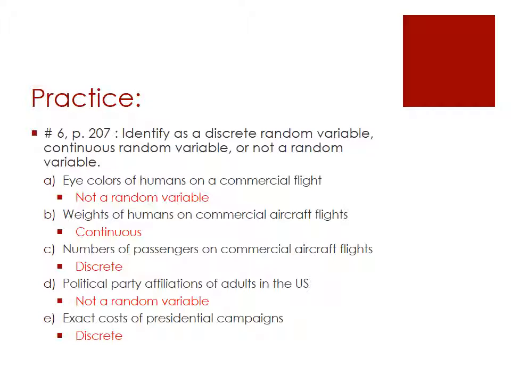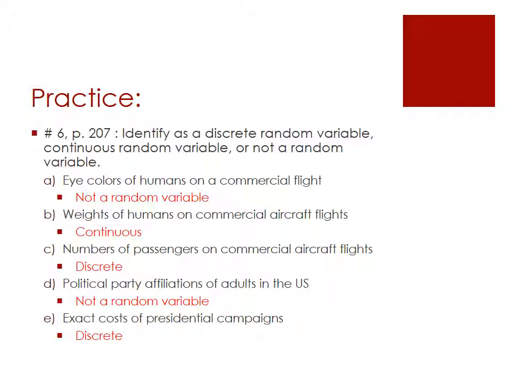Okay, so A is not a random variable. Eye colors of humans on a commercial flight is a category, not a measurement. Okay, so the weights of the humans on the commercial aircraft flight, now that would be continuous, because we would be weighing those and reporting them in pounds or some other type of weight.